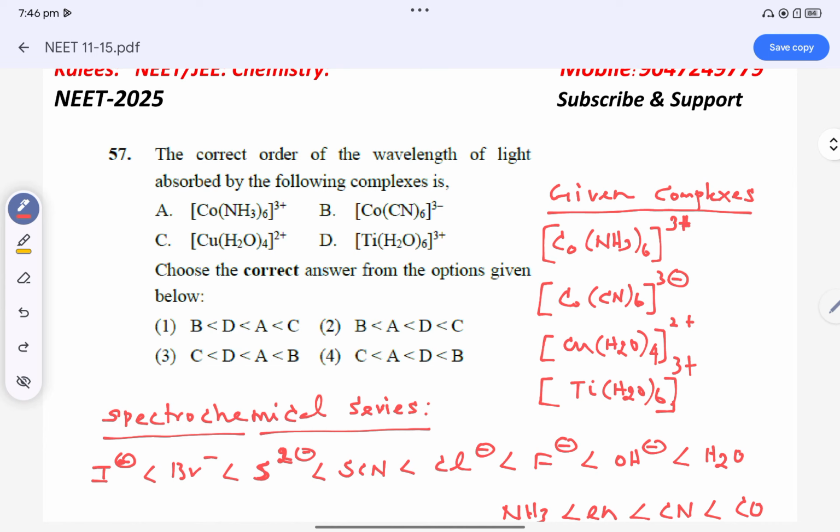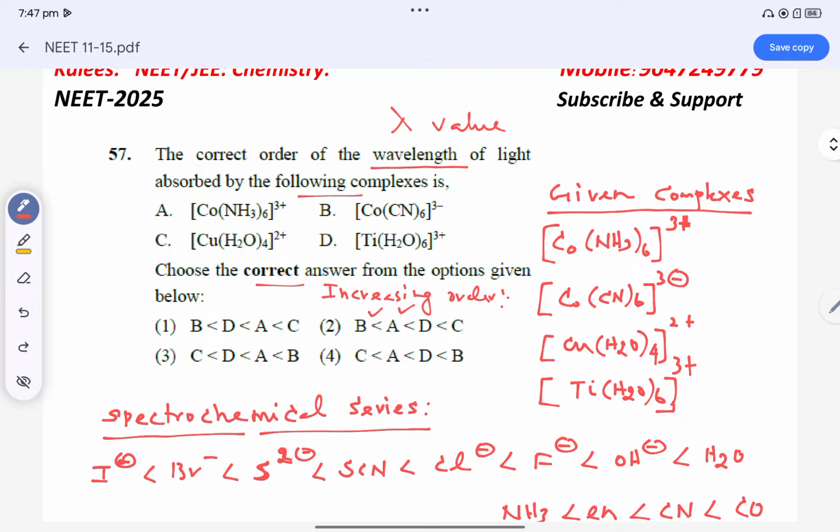Okay, so this one is something different, and it may be confusing. So, how is it solved easily? Listen, the correct order of wavelength, lambda value, is asked, right? Lambda value absorbed by the following complexes. What is the correct order? Less than is given, that is increasing order. We have to arrange in increasing order. Okay, my dear students. First, note these two points.